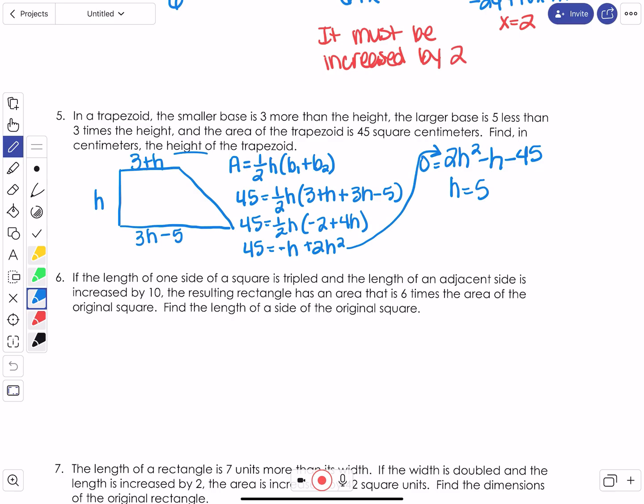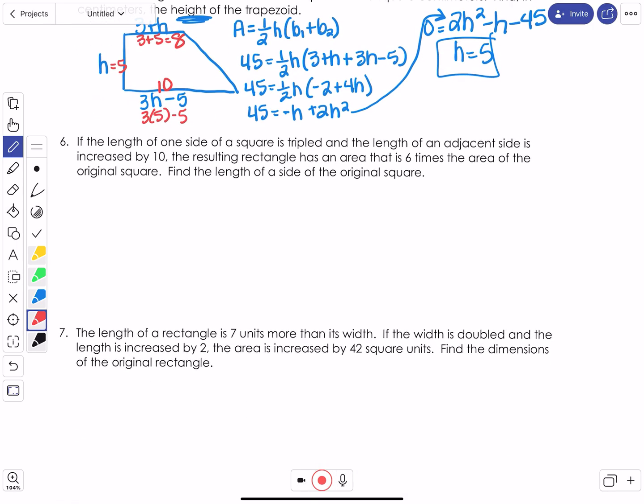And it is asking for the height. And so that is our answer. H is 5. So be careful. Just pay attention to what it is asking for. Our h is 5 here. If it did want to know the base, you would do 3 times 5 minus 5. So that would be a 10. And if it wanted to know this, we would do 3 plus 5, which would give us an 8 for our top base right there.